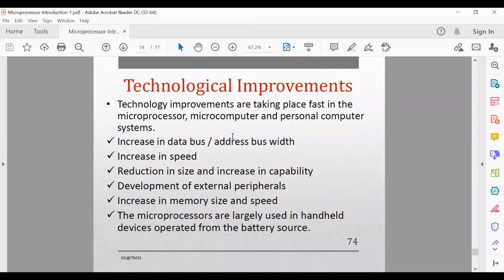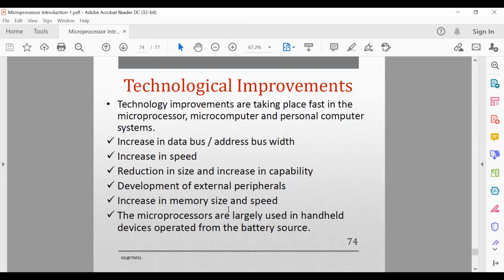Okay. Next is the increase in memory size and speed. The developments in IC technology have led to a reduction in the size of the memory units and an increase in the memory speed. So this reduces the memory access time of the processor and results in high speed of execution. So more amount of memory per unit area is possible to build.